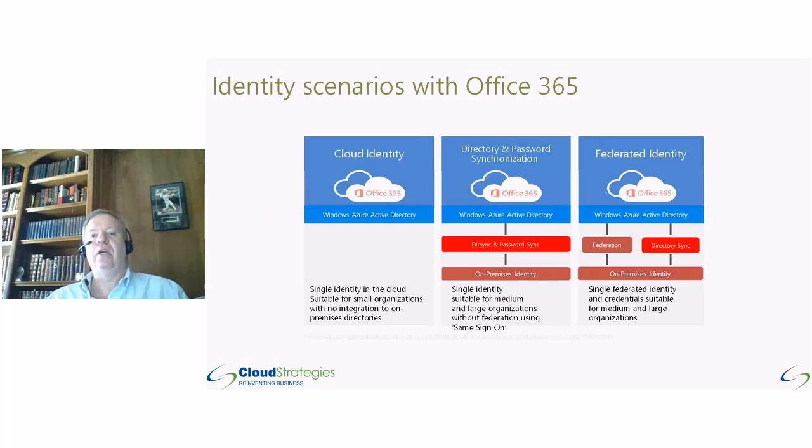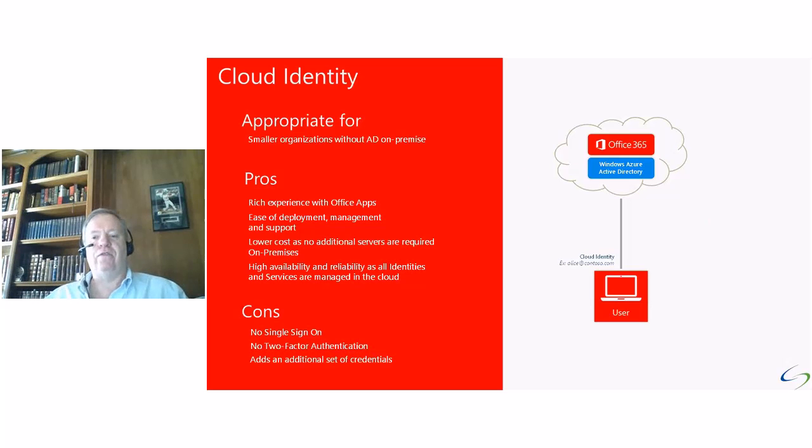Let's drill into these a little bit more. So first, we will start with cloud identity. As stated a couple times here, that's appropriate for smaller organizations without an AD on-premise. You get a rich experience with Office 365 apps. You get ease of deployment and management. You've only got one place for those identities to live, up in the cloud there. It's a lower cost. There's no additional servers required, so you don't have to have server hardware on-prem. And you've got high availability and reliability as all those identities are up in the cloud.